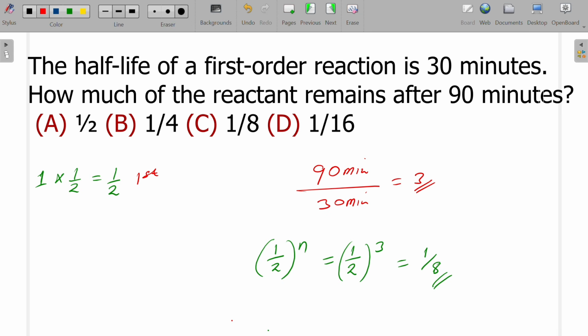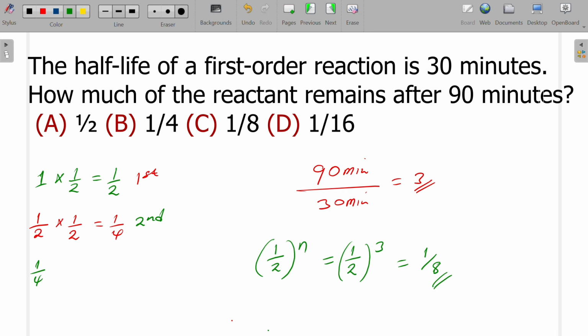And then for the second half-life, we are starting with what remained, which is 1 over 2, and we are still getting half of that, and we'll say we're multiplying it by half. This will give us 1 over 4. This is for the second half-life. And then after that, since we have 3 half-lives, we'll go and find what will remain after the third half-life.